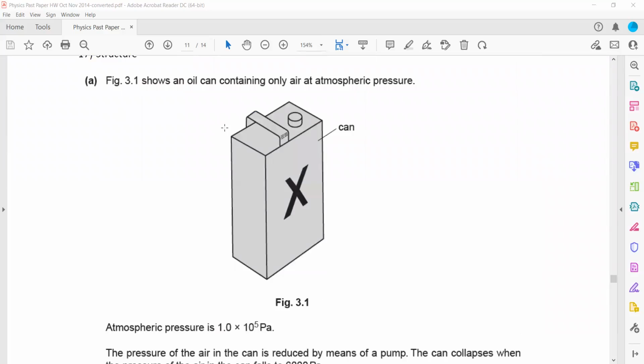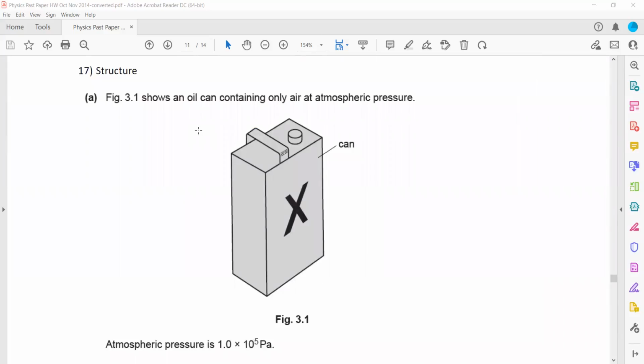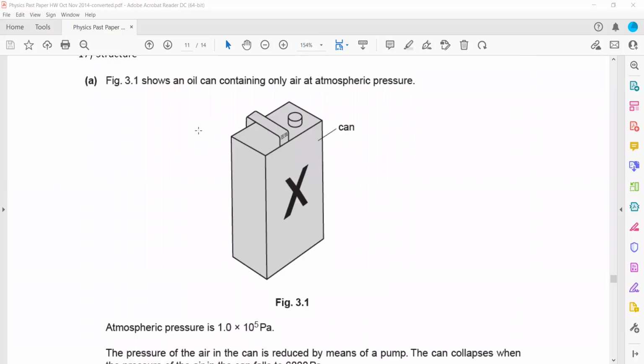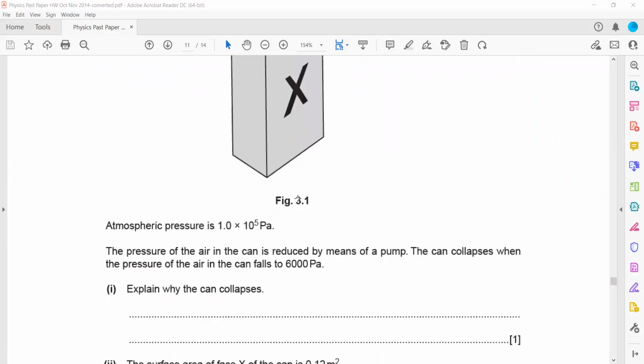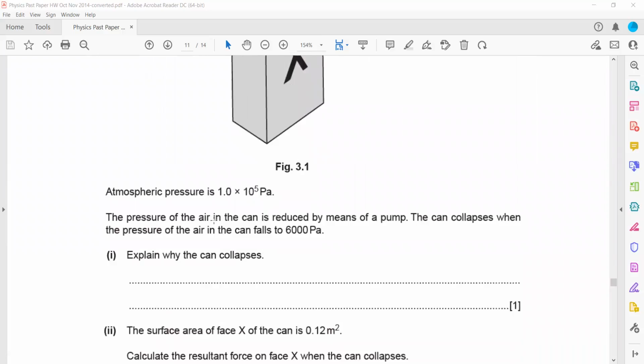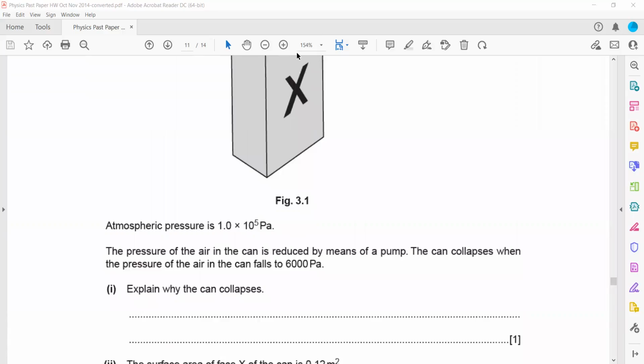In question 17, figure 3.1 shows an oil container containing only air at atmospheric pressure. The atmospheric pressure is 1 exponent 5 and the pressure of the air inside the can has reduced to 6000 Pascal. Why does the can collapse? So what is the reason why the can collapses?